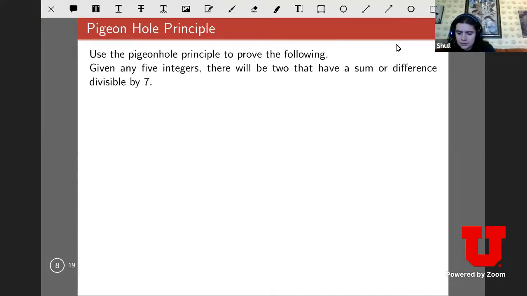Okay, let's talk about the pigeonhole principle. This is fun. Given any 5 integers, there will be 2 that have a sum or difference divisible by 7. What do we think? What do we do? Any ideas? You can type in the chat or say something.